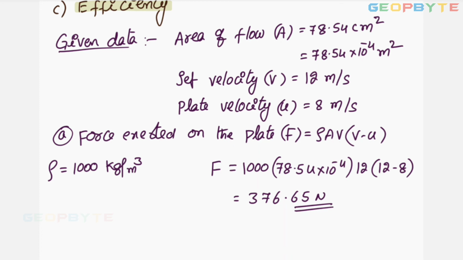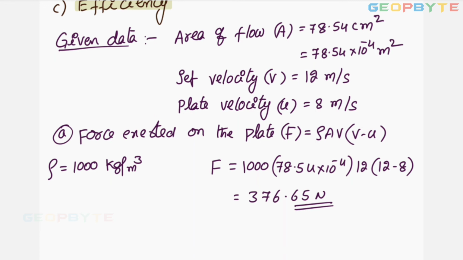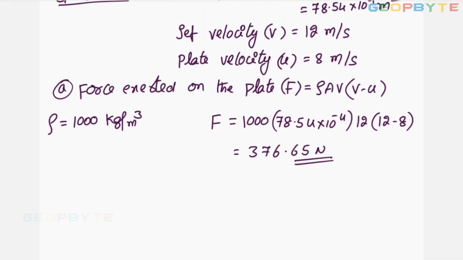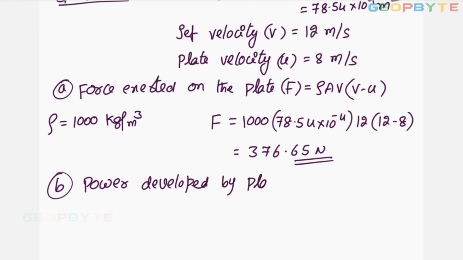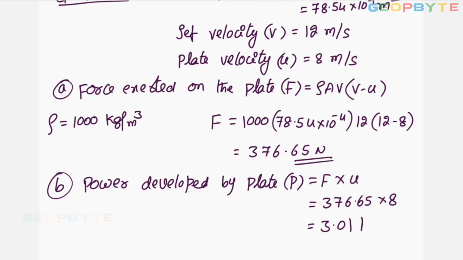Similarly, the work done per second or power developed by the plate, P equals force multiplied by blade speed U. 376.65 multiplied by 8 gives around 3.01 kilojoules per second or kilowatt. Joule per second equals watt.